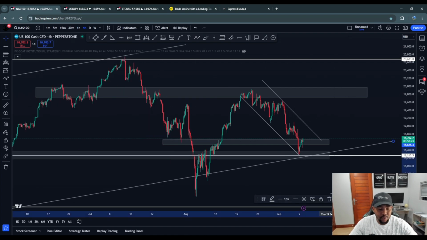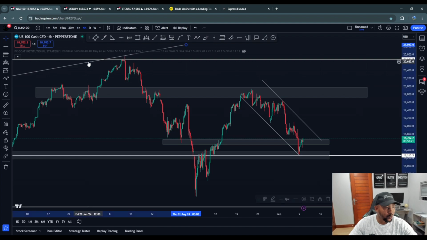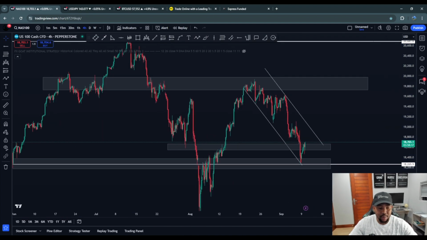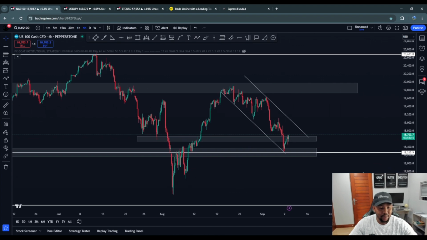Now let me remove the daily time frame trend. We do know that in a daily time frame we are in a bullish trend. So let me explain exactly what I mean by possibility and also probability. We have a possibility of the market pushing all the way towards the upside.